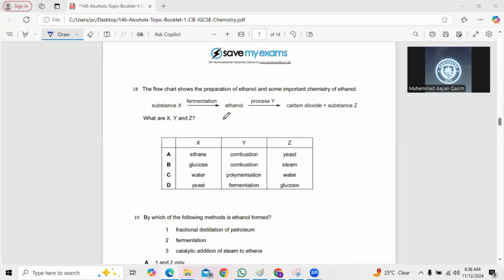Okay, the flow chart shows the preparation of ethanol and some important chemistry of ethanol. So what will substance X be? Substance X would be glucose. Okay, and then process Y would be combustion. Shabash, and property Z would be steam. So the answer is B. Very nice.